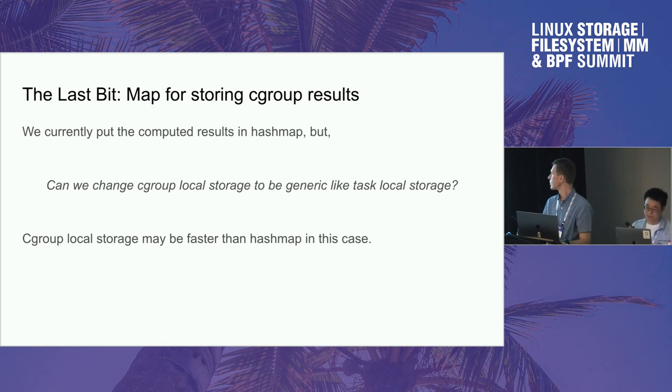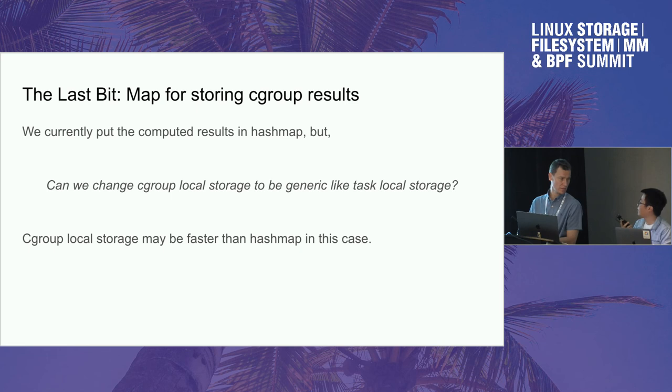The final bit for this work is the storage for these stats. Currently, we put all the stats in the hash map. This is workable. The hash map is indexed by the cgroup IDs, which are unique, so we put the stats there. But it would be desirable if we can make the cgroup local storages usable in our case, because we believe that would probably be faster than a hash map. What do you mean?